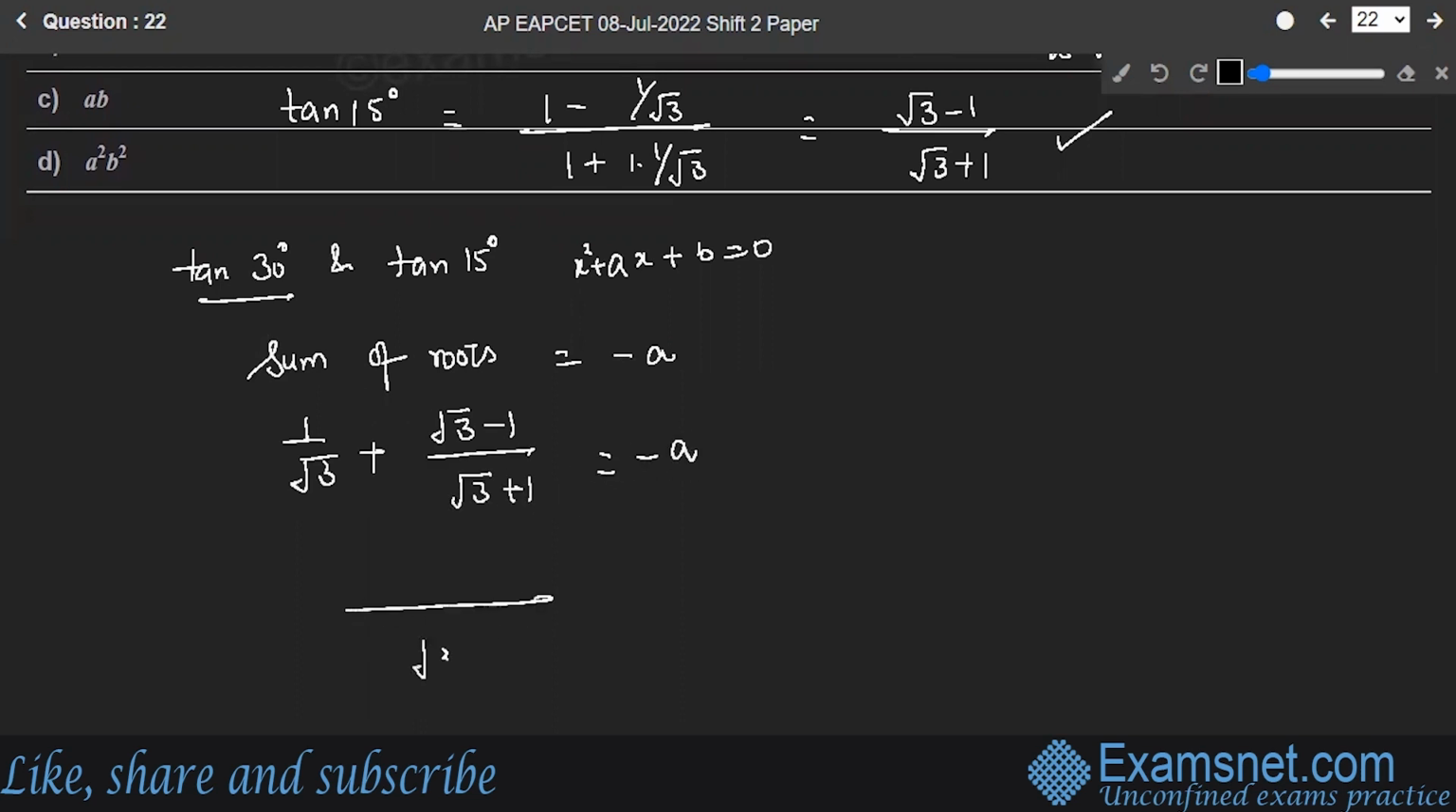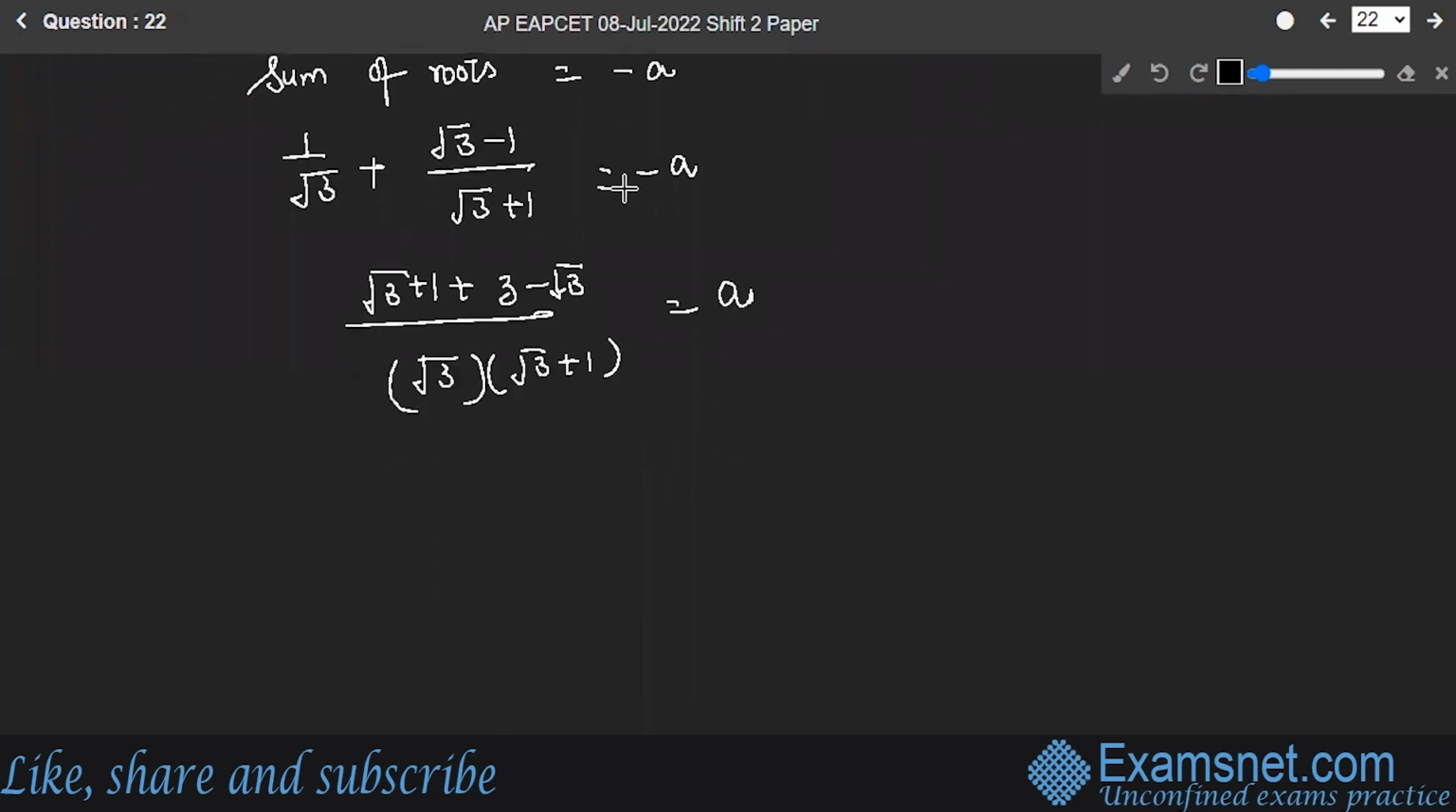So now let's take the LCM. Root 3 into root 3 plus 1 is equal to root 3 plus 1 plus 3 minus root 3, which is equal to minus a. So these two will cancel and you will have 4, or you can say minus 4 upon root 3 into root 3 plus 1 is equal to a. So you got the value of a. Now we need the value of b.